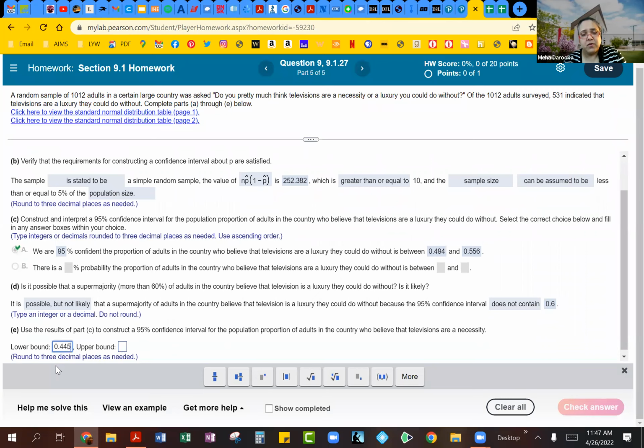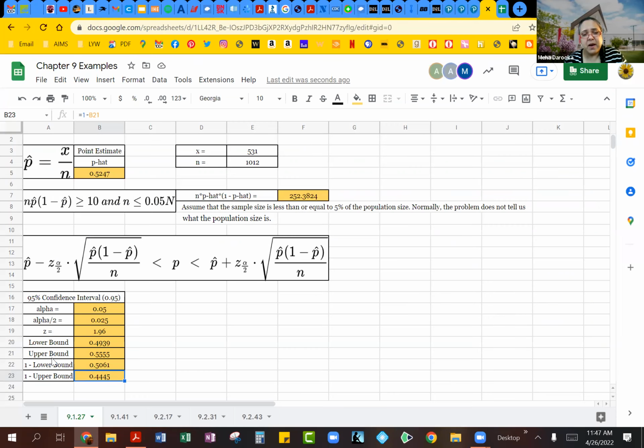So 0.445 for the lower bound. And then of course, the upper bound is coming from the 5061. So rounded to 3 decimal places, that will become 0.506.